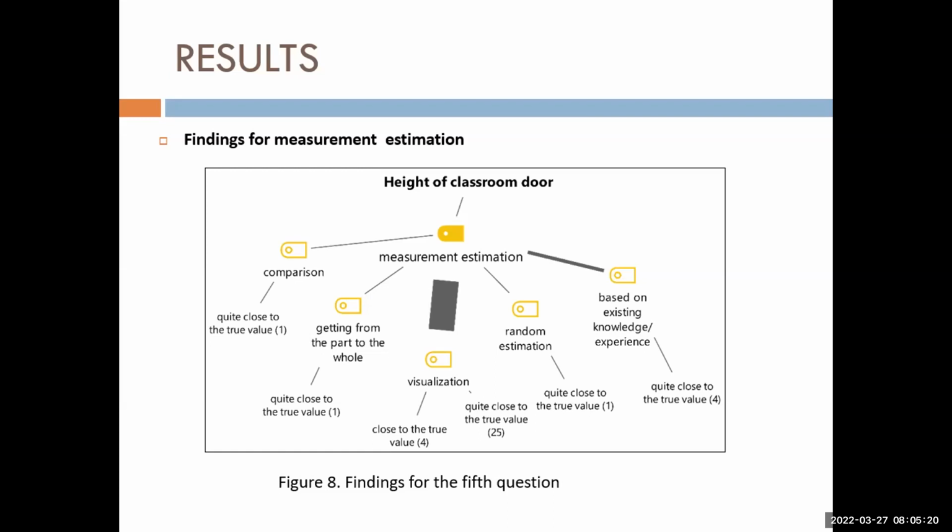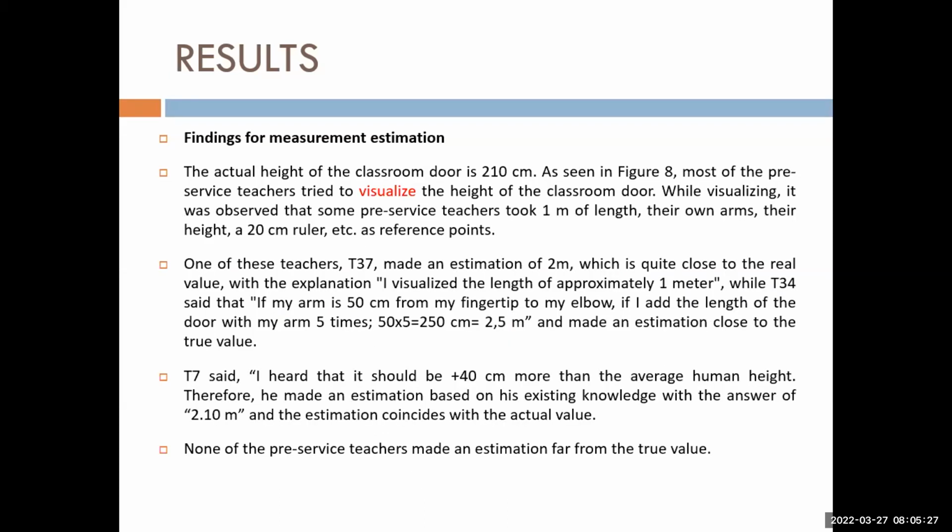Findings for measurement estimation. Another one, height of the classroom door. The actual height of the classroom door is 210 centimeters. Most of the pre-service teachers tried to visualize the height of the classroom door. While visualizing, it was observed that some pre-service teachers took 1 meter of length, their own arms, their height, a 20 centimeter ruler, etc. as a reference point.